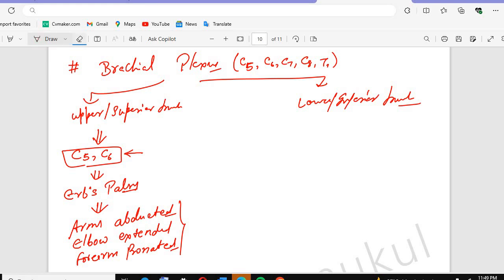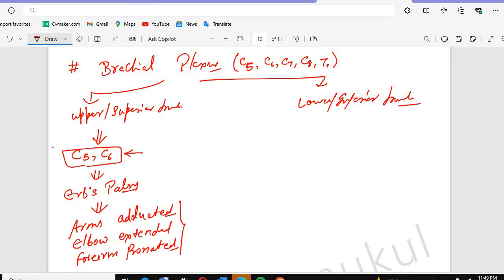Okay, so this is the adduction. There will be arm adduction. So this is the arm adduction, elbow extension, and forearm pronation.